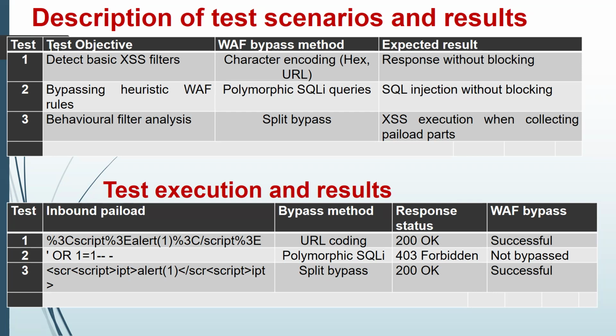The second table on the slide shows test result examples. Test 1 was successful. URL encoding helped bypass the web application firewall. Test 2 failed. SQLi was blocked, likely due to strict server analysis. Test 3 was successful. The web application firewall failed to reconstruct the payload fragments into a single attack.